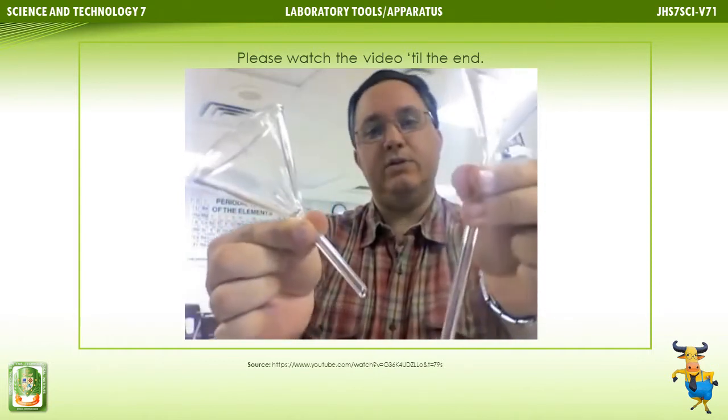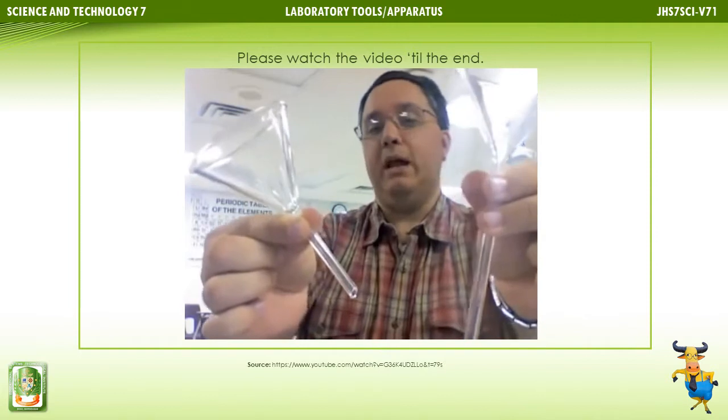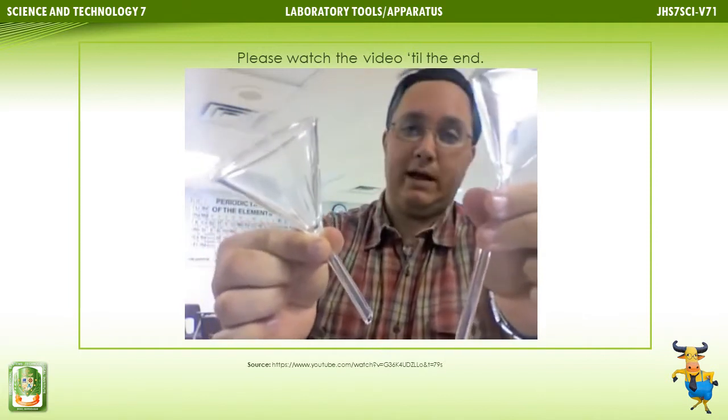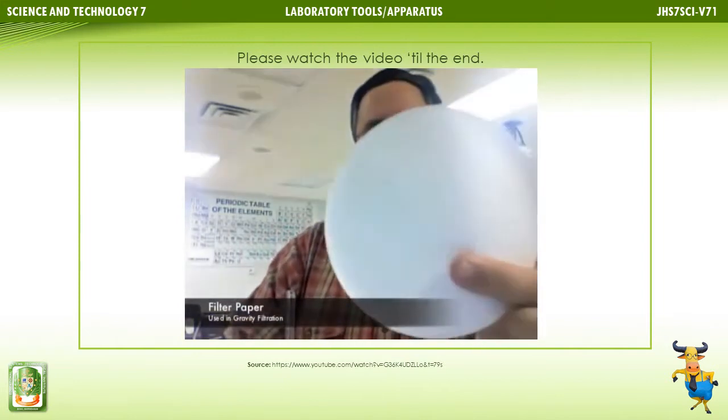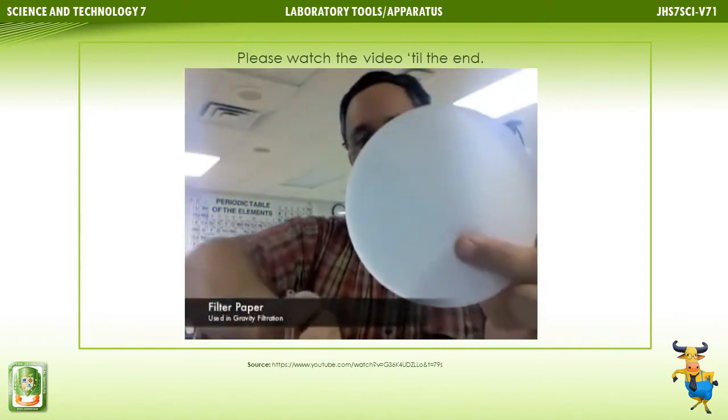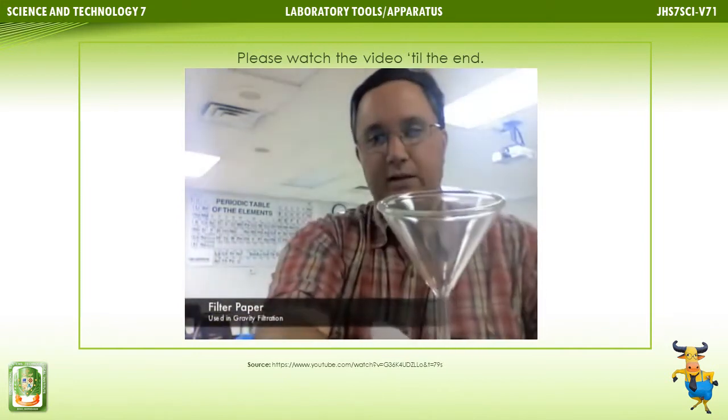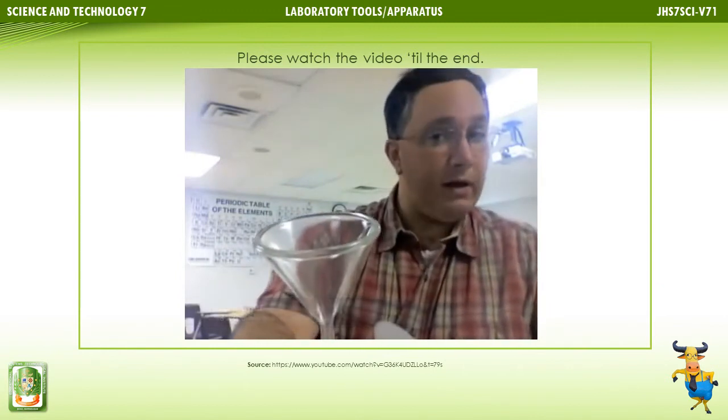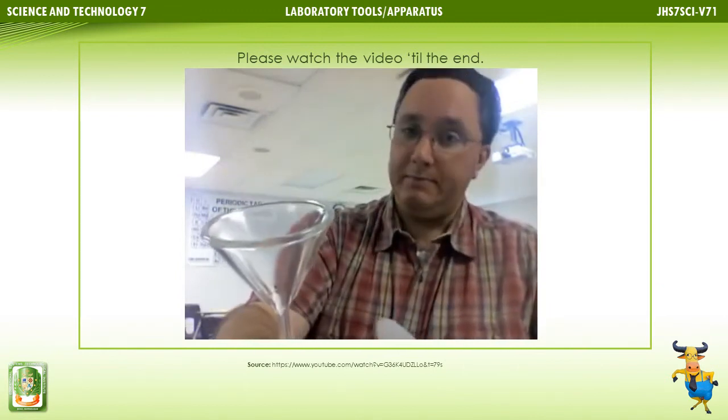We use funnels to funnel liquids from a larger container into a smaller container, and oftentimes we will use filter paper. The filter paper we'll fold up and put inside the funnel, and then pour the liquid through the funnel and have a clear liquid.